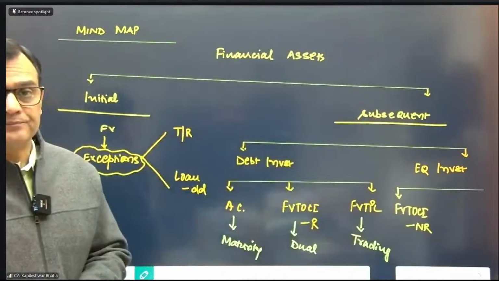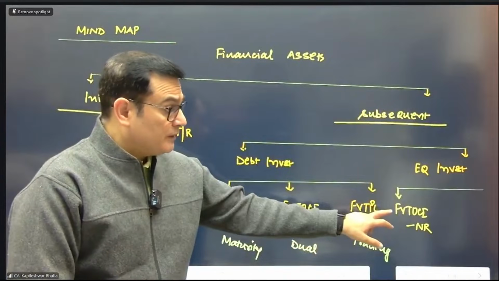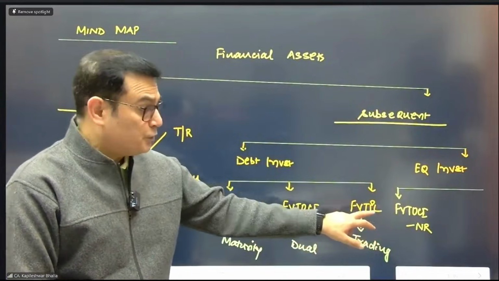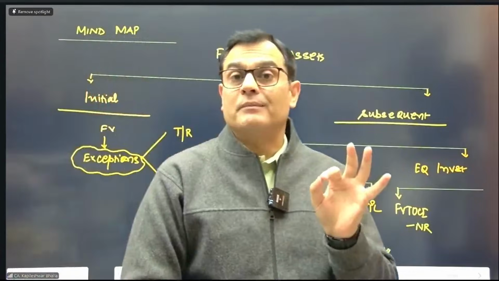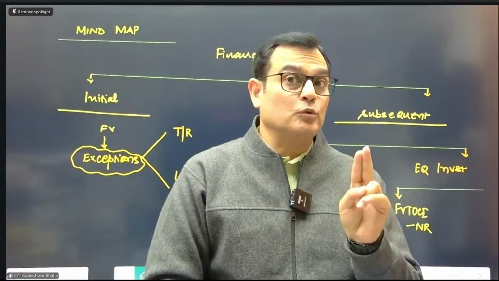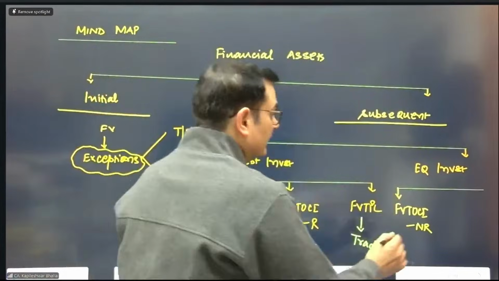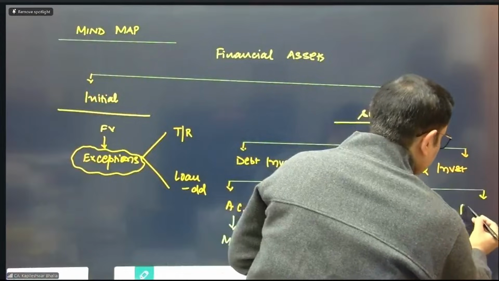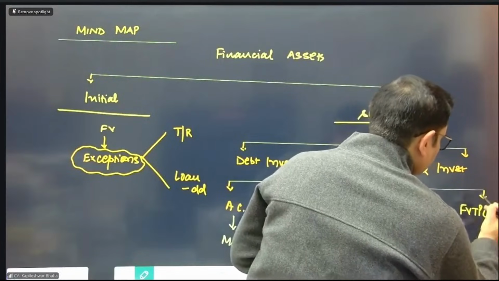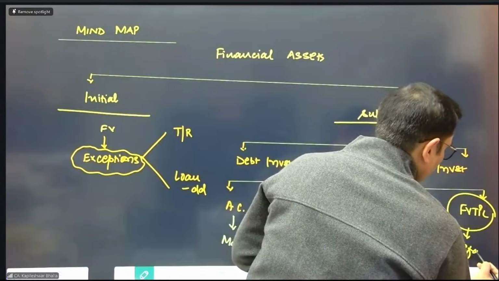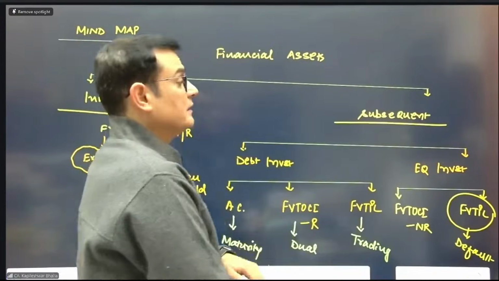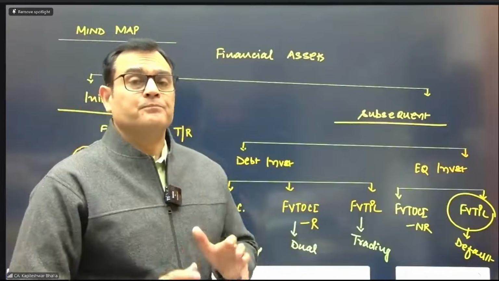And that is NR. And remember, equity is always with no reclassification and debt is always with a reclassification. We made some clear-cut distinctions between the two as well. I'll just remind you. And the other one is supposed to be FVTPL. By default, this is the category. By default, as far as equity investment is concerned, it is FVTPL.